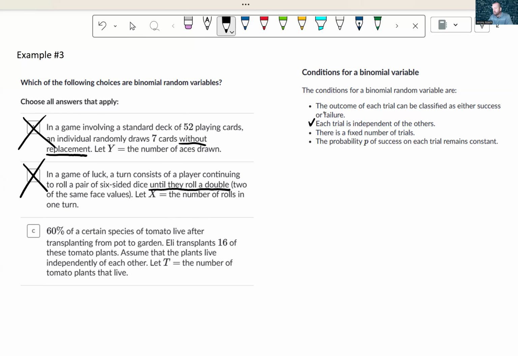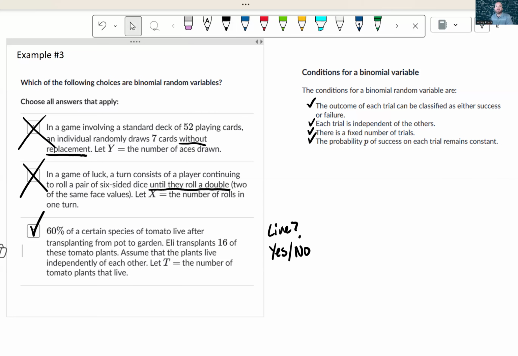Classify as success or failure: do the plants live? Yes or no. So that condition is satisfied. He transplants 16 of these tomato plants, so there is a fixed number of trials. And it says 60% of these tomato plants live when transplanted from the pot to a garden, so the probability does remain constant. So C is our answer for this one.